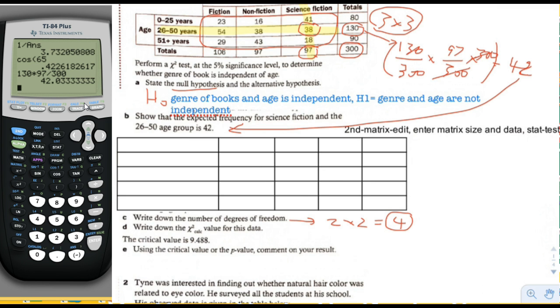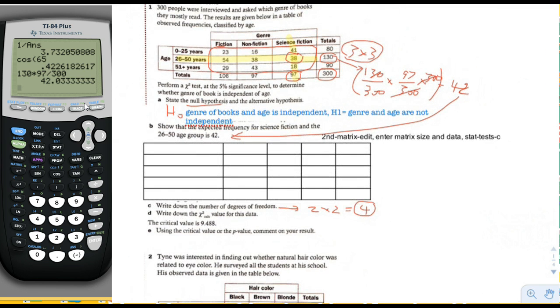Now they're getting to the part where you actually need to use the calculator. So how do we use the calculator to calculate chi-squared? We do second matrix, and let's say we're just going to use matrix A. Oops, that's not the way you do it. You use second matrix, and then you go to edit. Edit is going to allow you to actually input a matrix. What size do we want? 3 by 3, of course. We know that it's 3 by 3.